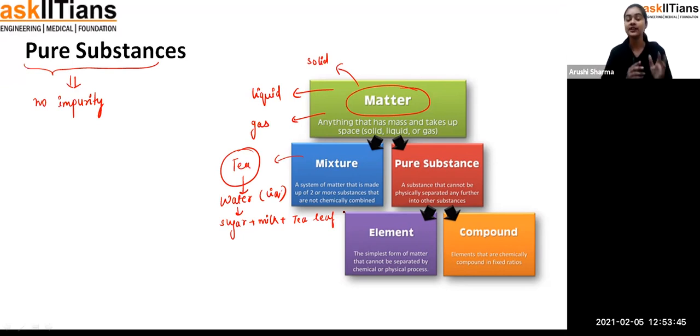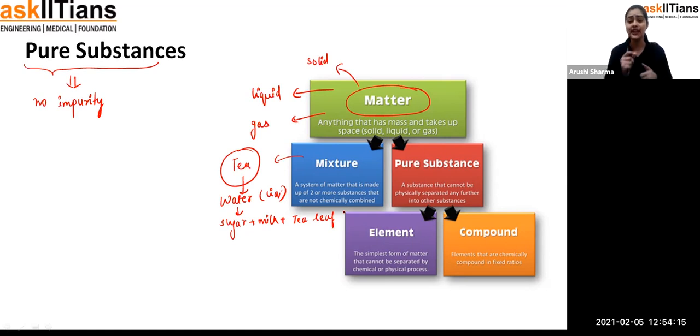So that's, student, from the point of view of impurities. I'm not talking about any dirt or any unwanted particle. We are talking about matter, and we are classifying matter into two categories. One is the mixture. When you mix two, three, four, five substances together, you get a mixture. But the pure substance is that in which no other substance is mixed up. So we call it the pure substance. Fine. I hope you got the point about what pure substances are.